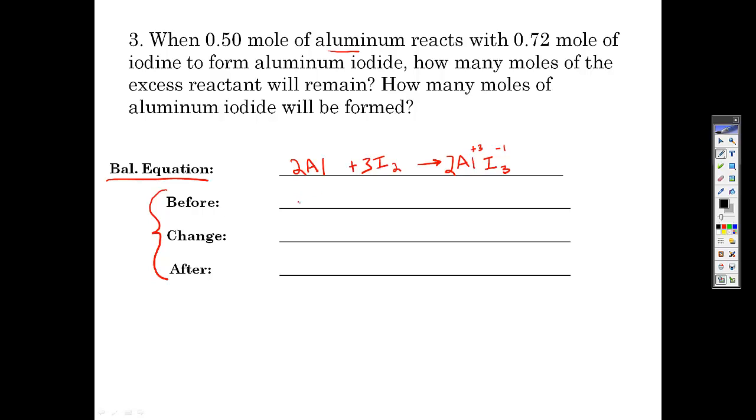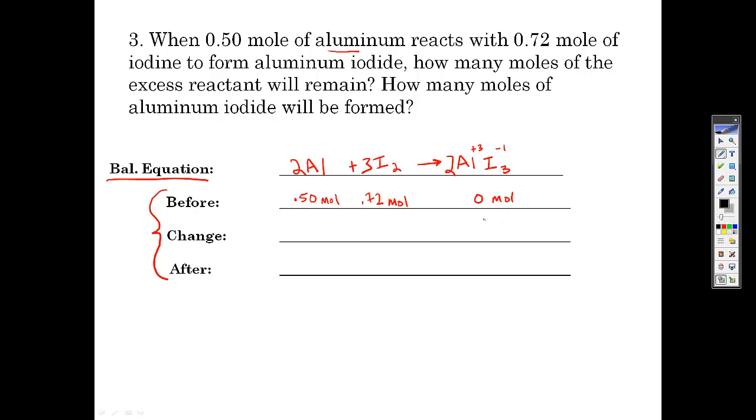So let's fill this in. Before the reaction starts, I've got 0.50 moles of aluminum. I've also got 0.72 moles of iodine, and I'm going to have 0 moles of the product because we haven't formed it yet.